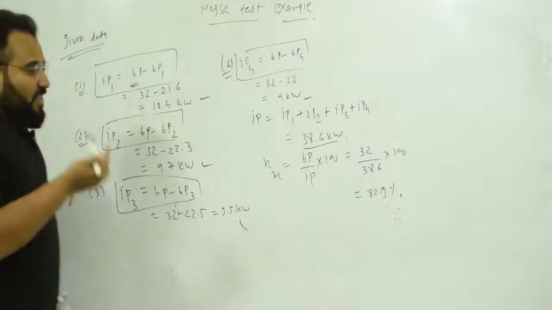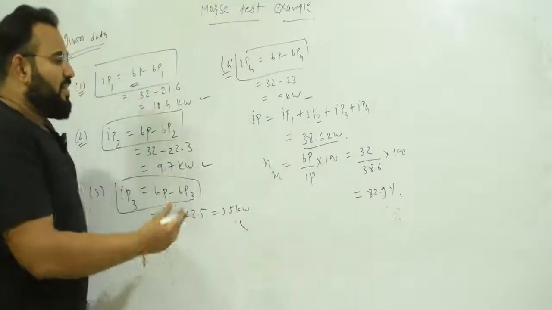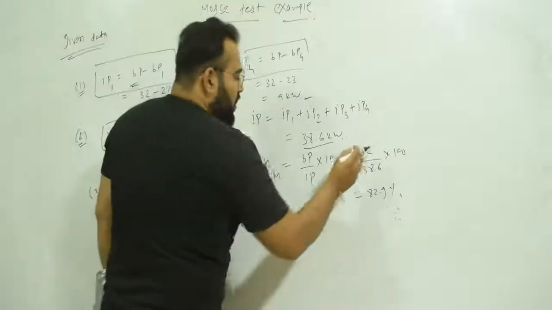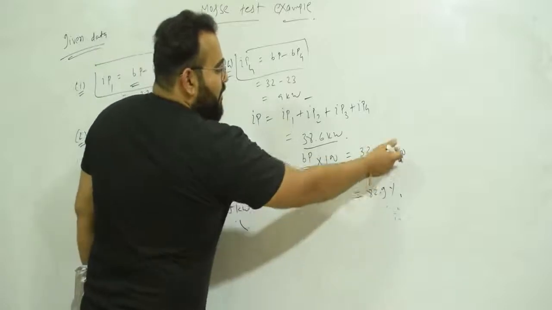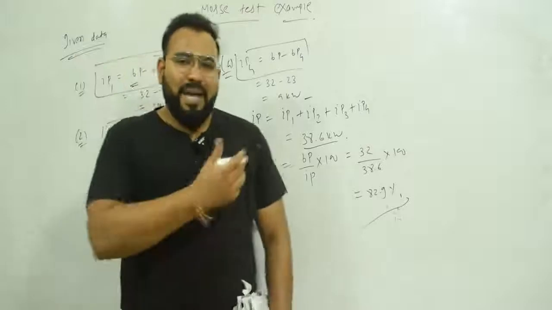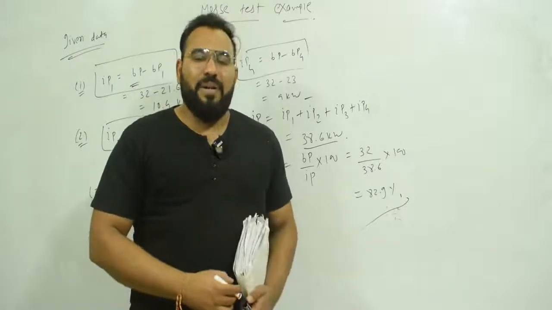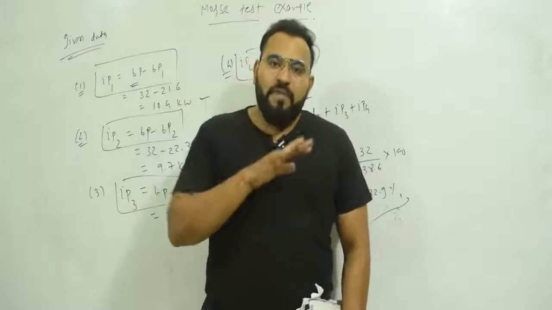Now the mechanical efficiency. You know that ηmech is equal to BP upon IP multiplied by 100. BP, when all cylinders are working, the value is 32, and the total indicated power is 38.6, multiplied by 100, so it is 82.9%. It is very easy, just apply the formula. It is a very easy example.